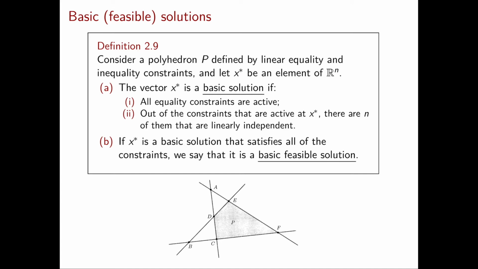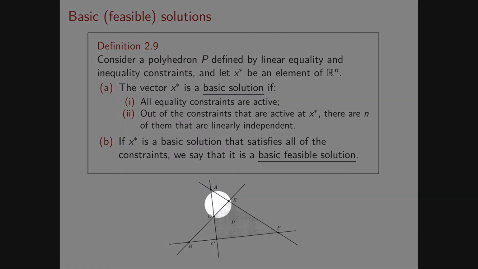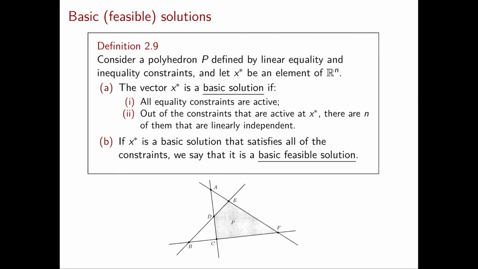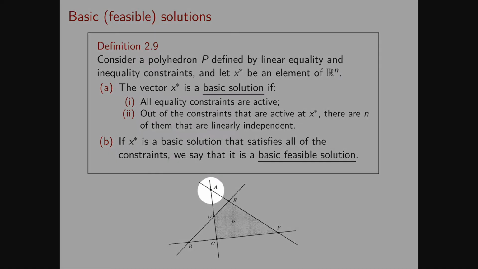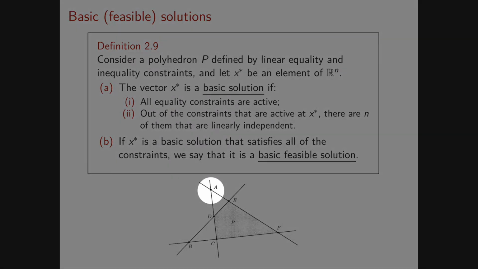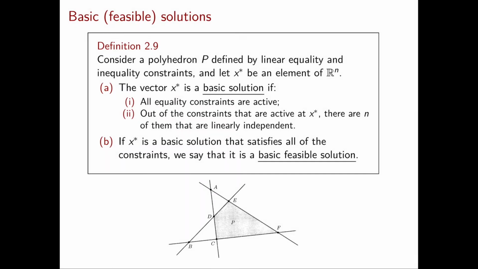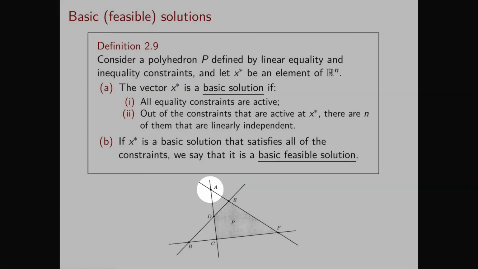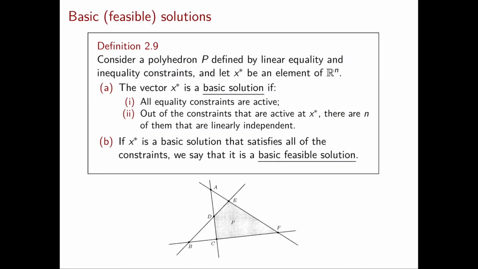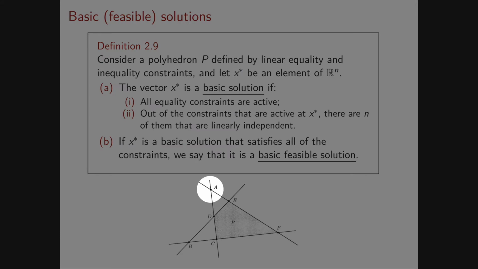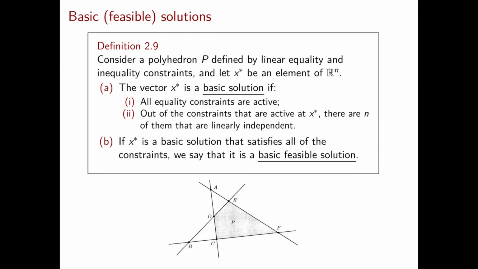Why is that the case? The first thing to understand is that a constraint is active at a vector in dimension 2 if and only if the vector lies on the corresponding line. Furthermore, in dimension 2, two inequalities are linearly independent if and only if they're not parallel. Therefore, regarding A, both the constraints corresponding to the line passing through A are active at A and they are linearly independent because they cross.